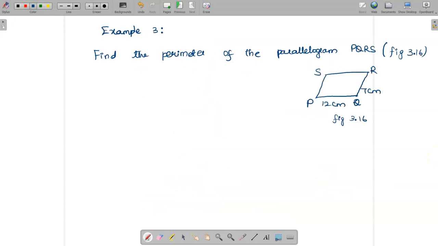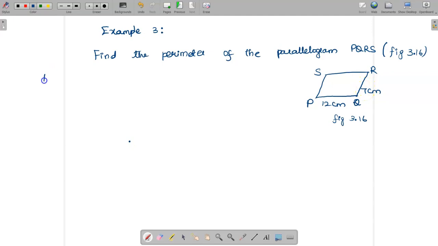Let us see example 3 now. Find the perimeter of the parallelogram PQRS. Figure 3.16 is given. So in this figure, we need to find the perimeter. First of all, what is perimeter? Perimeter is nothing but the total length of the boundary. So we need to find the total length of the boundary. In another way, we can say that it is the sum of the lengths of all sides. So we need to add the lengths of all the sides to find the perimeter.